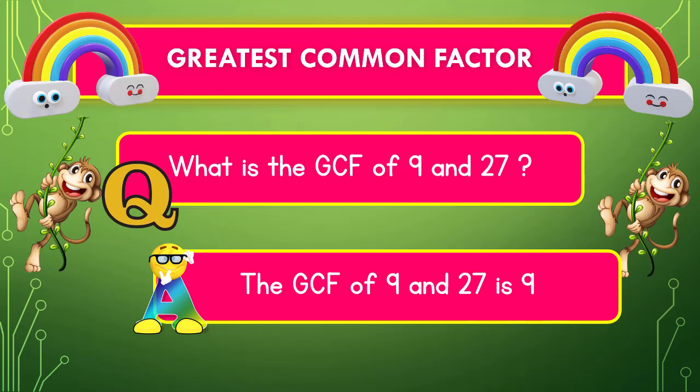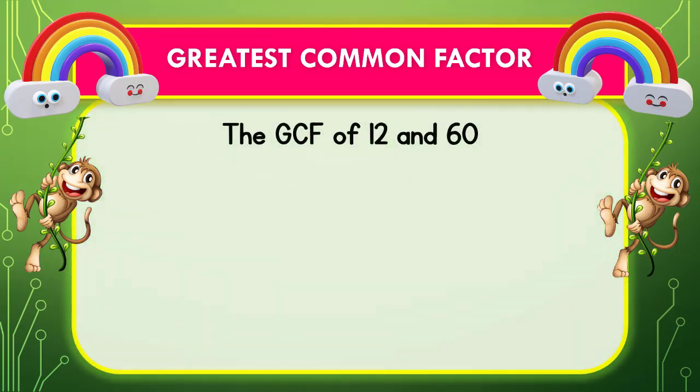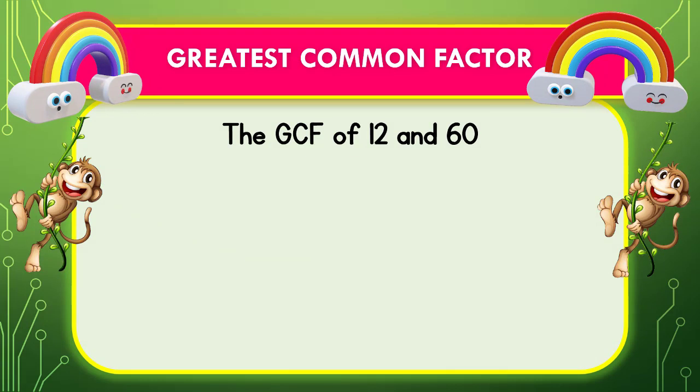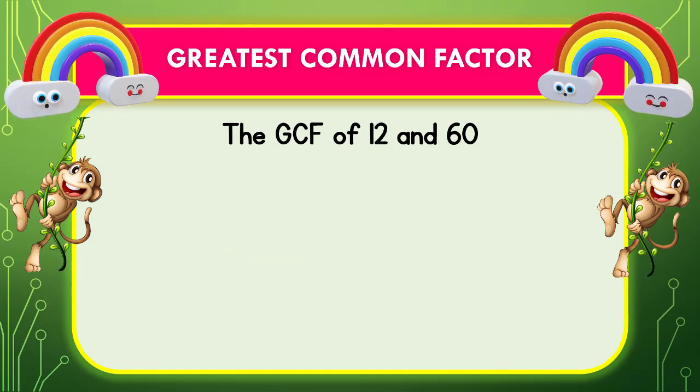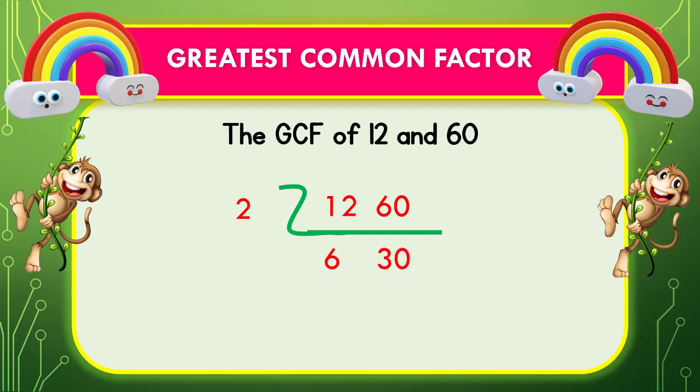Next, the greatest common factor of 12 and 60. Let's find it out together. Set up the number. What number can divide 12 and 60? Let's start with 2, the basic prime factor. 12 divided by 2 is 6, and 60 divided by 2 is 30.